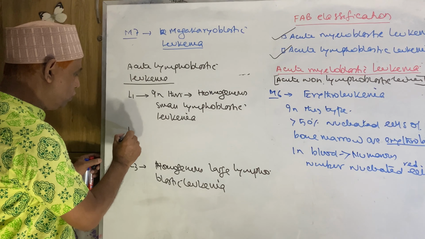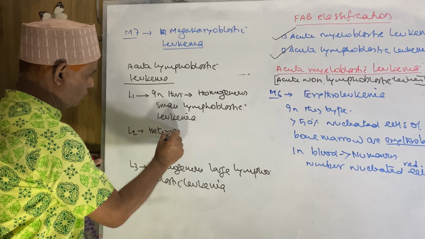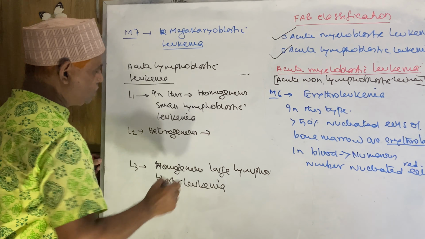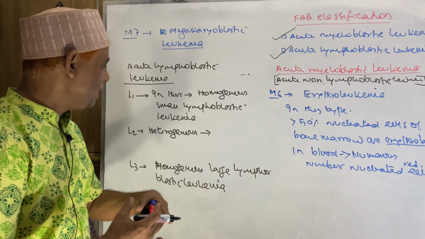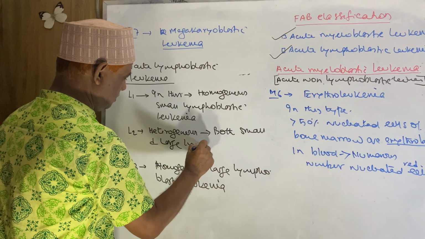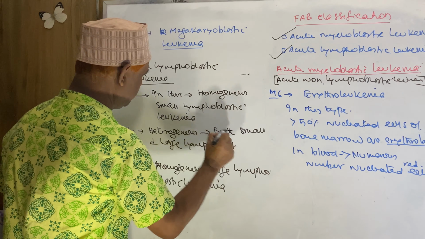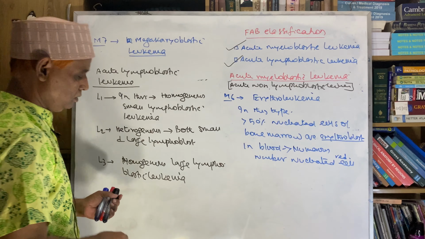Now come to L2. It is heterogeneous. Why it is heterogeneous? In this L2 type acute lymphoblastic leukemia, we get both small lymphoblastic and large lymphoblastic cells. So both small and large lymphoblasts. So it is called heterogeneous. So this is all about the FAB classification.